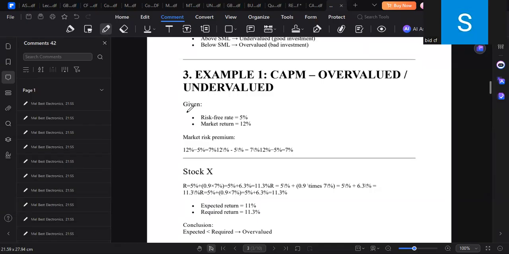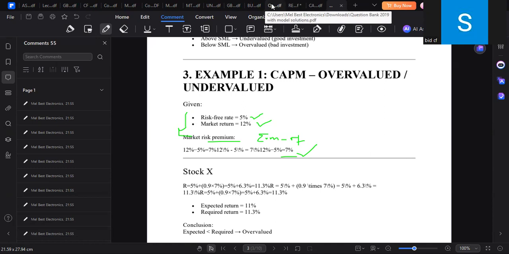If you're given a risk-free rate of 5% and the market return is 12%, what is the risk premium? The risk premium is simply the market return minus what? The risk-free rate. So in this case, 12% minus 5%, we get 7%. That is how we find the risk premium. Are we together? So let's look at an example. I hope we're together so far.